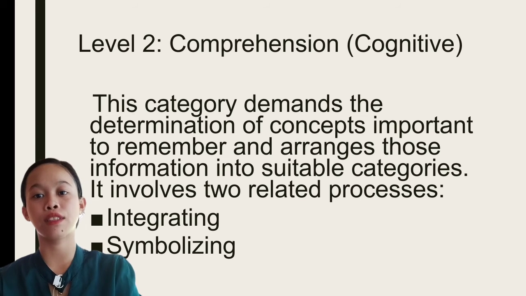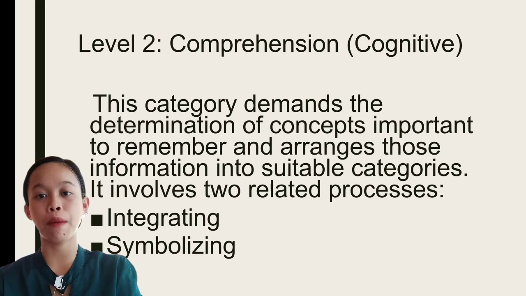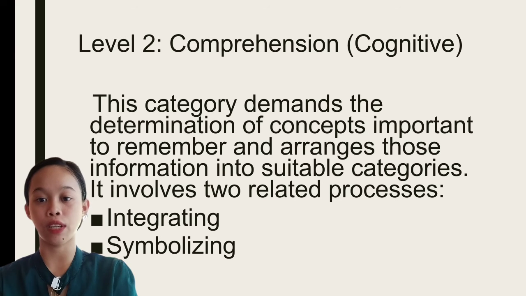Second level is comprehension under the cognitive system. This category demands the determination of concepts important to remember and arranges that information into suitable categories. It involves 2 related processes, which are integrating and symbolizing. Integrating, the student will be able to identify the basic structure of the information, mental procedure or psychomotor procedure, and the critical as opposed to non-critical characteristics. While symbolizing, the student will be able to construct an accurate symbolic representation of the information.